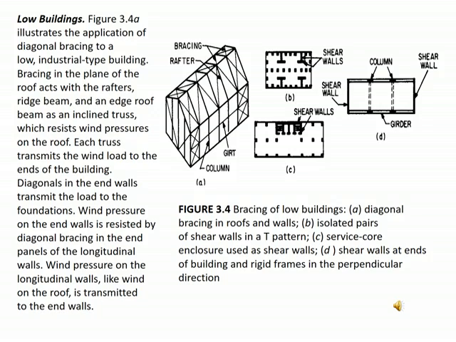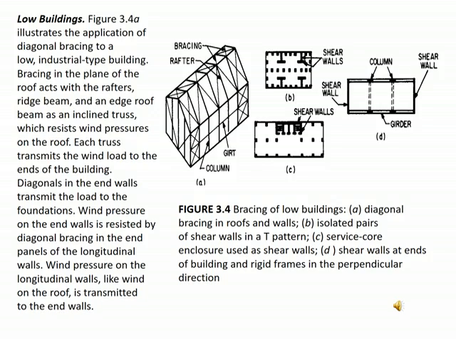The wind pressure on the longitudinal walls, like wind on the roof, is transmitted to the end wall. So therefore, when the wind hits from the side, this wind pressure needs to be transmitted to the end wall. So this way we utilize the diagonal bracing to distribute and transmit the wind force. So in the diagram you see figure 3.4 is a bracing of the low building. A is a diagonal bracing.